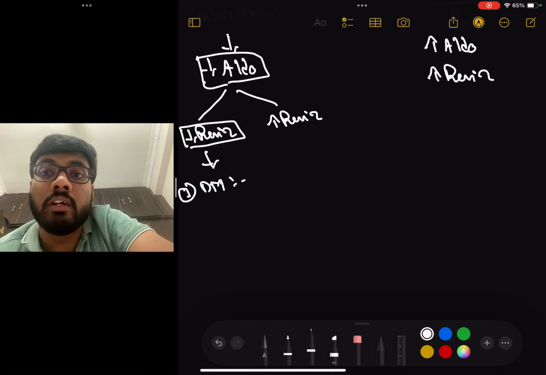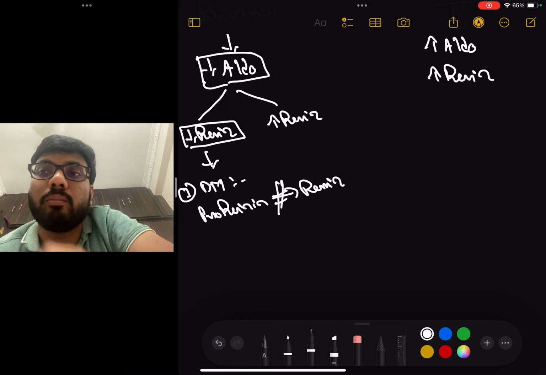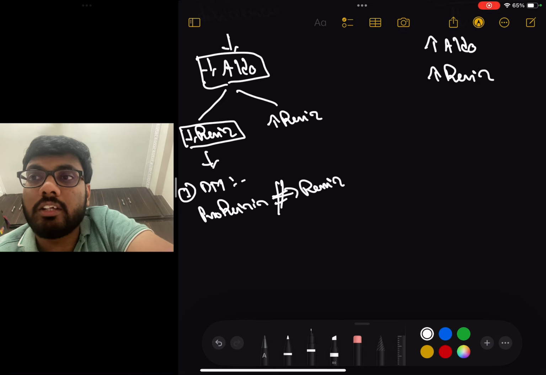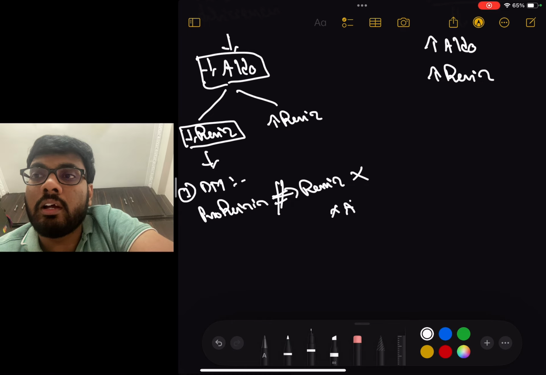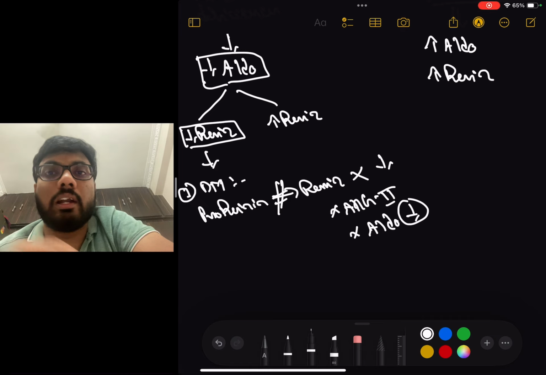Why? Because in a diabetes mellitus patient, conversion of pro-renin to renin is impaired. Since the conversion of pro-renin to renin is impaired, there is no renin. There will be no angiotensin 2. There will be no aldo. That's why we get low renin and low aldo.